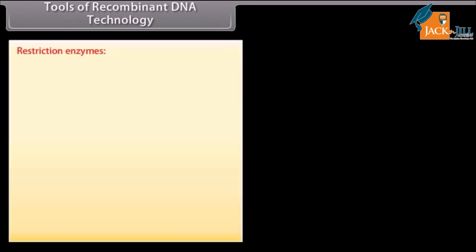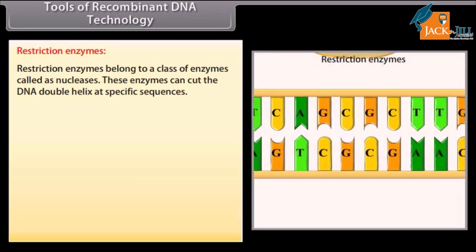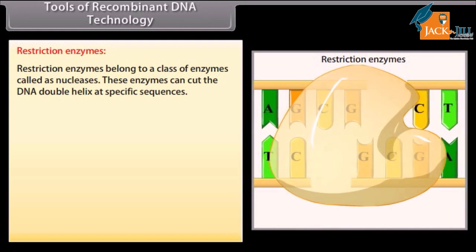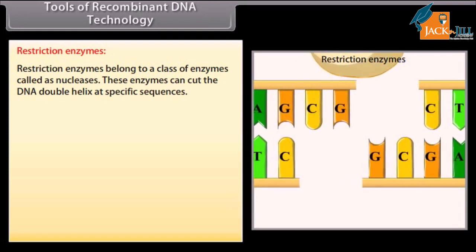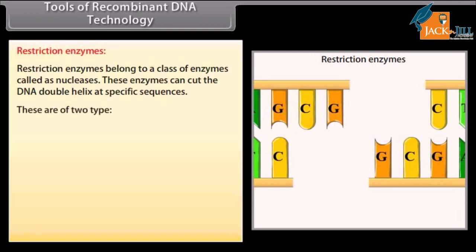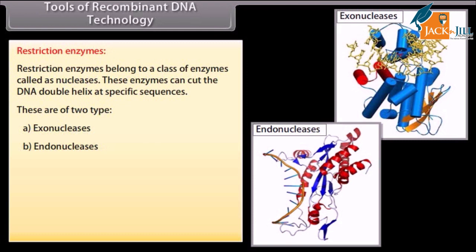Tools of recombinant DNA technology. Restriction enzymes. Restriction enzymes belong to a class of enzymes called nucleases. These enzymes can cut the DNA double helix at specific sequences. These are of two types: exonucleases, endonucleases.